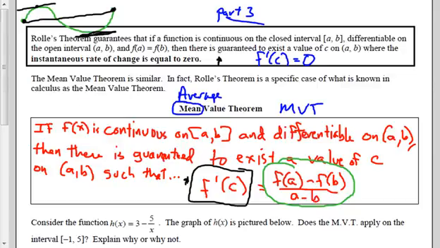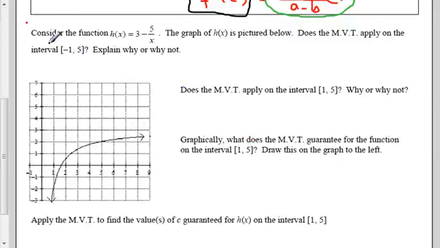Okay, so let's try this first example. Consider the function h of x equals 3 minus 5 over x. It's pictured right here. Does the mean value theorem apply on the interval from -1 to 5? So here's -1, here's 5. One of the things we're going to find out is that from -1 to 5, first of all, I look and I see, where is this function undefined? Well, when x equals 0, it's going to be undefined. So that's within this interval.